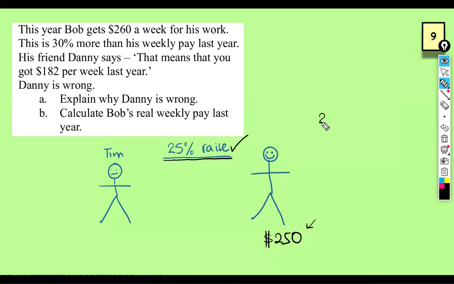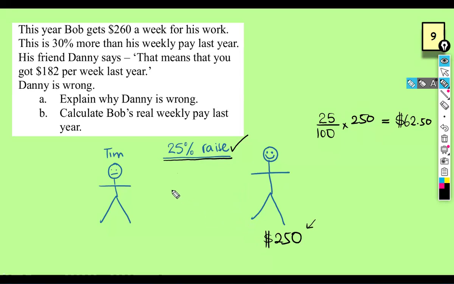Let's find 25% of $250. 25 divided by 100 multiplied by 250. I'm getting $62.50. Make sure you see that on a calculator. Okay? Make sure you physically see it on a calculator. Right.